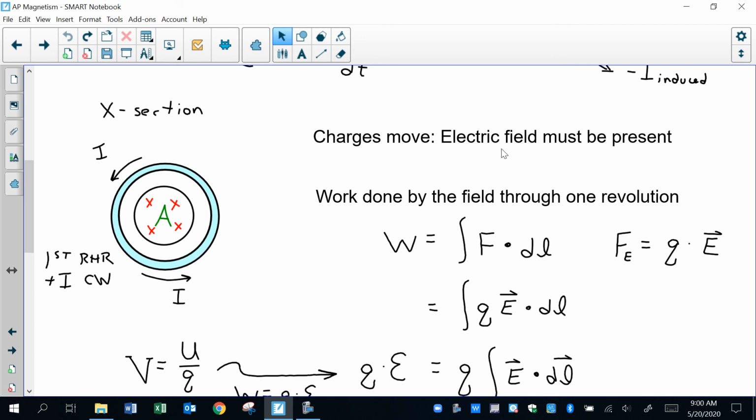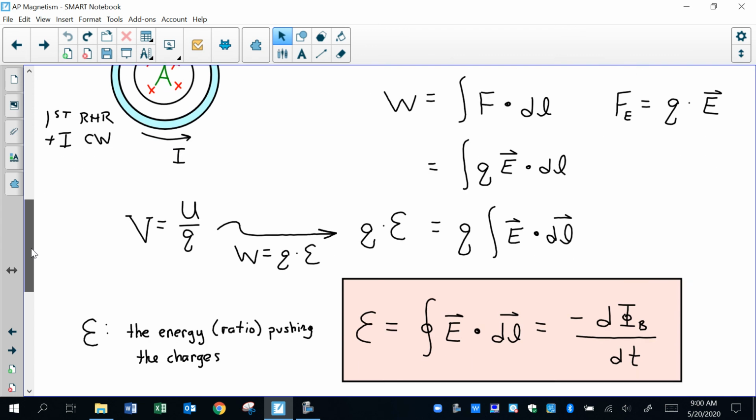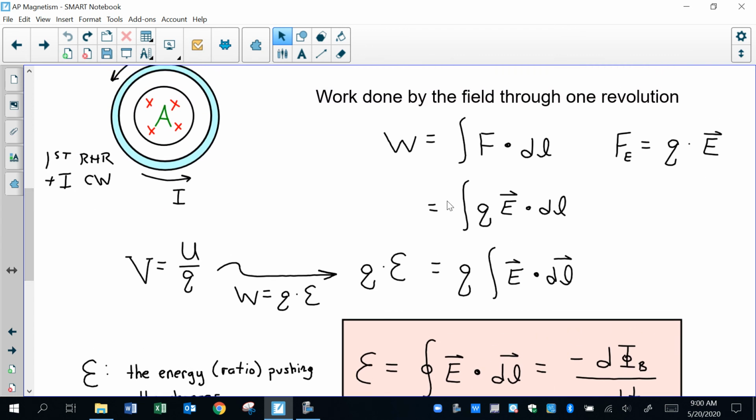Now here's the thing about this. Anytime charges move, you have to have an electric field. Anytime. So our magnetic field is inducing an electric field. So the work done as we go around one full rotation, we can figure out, which is going to be F dot dr. In this case, we'll call it dL for length.